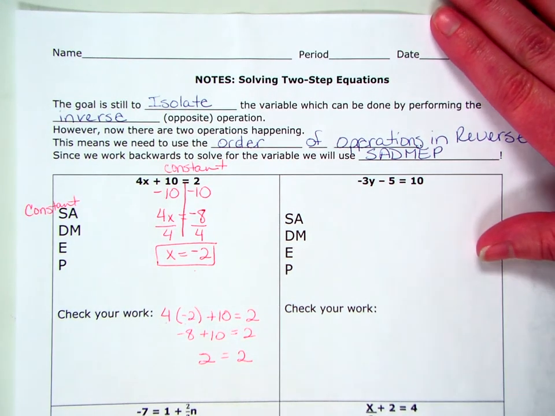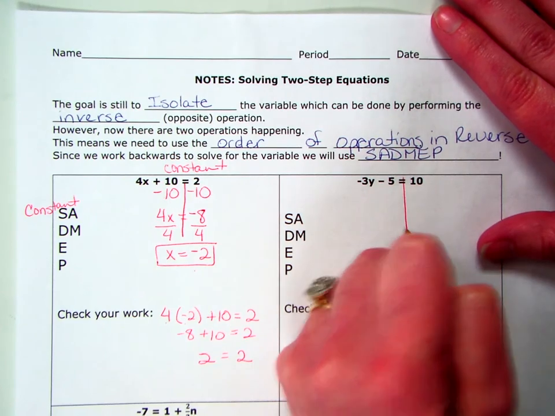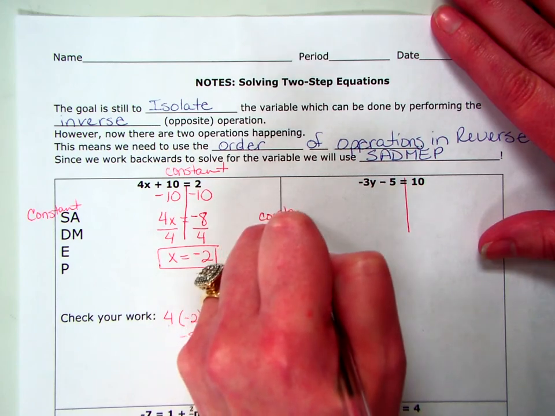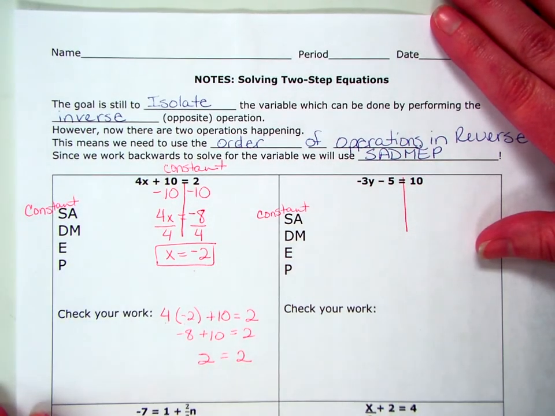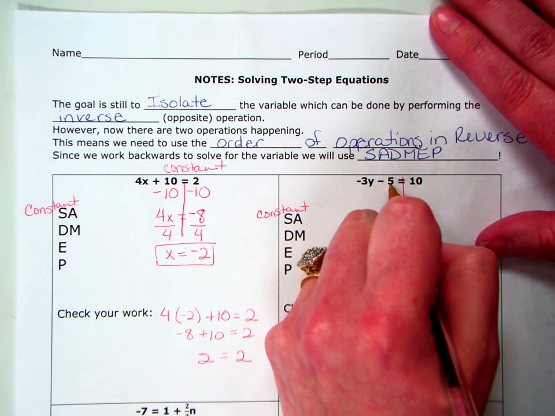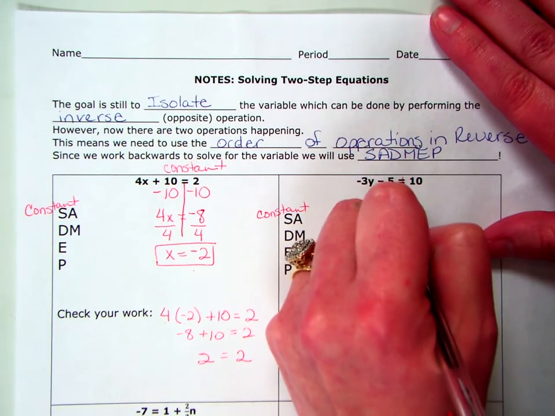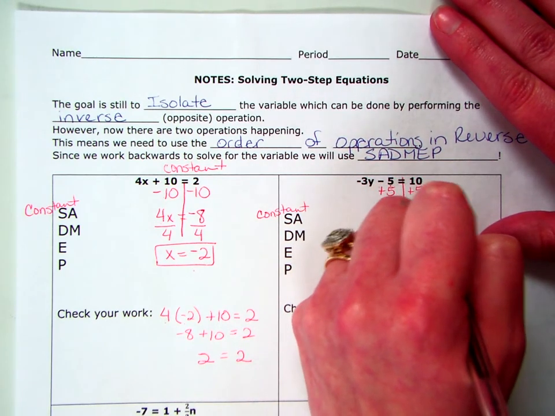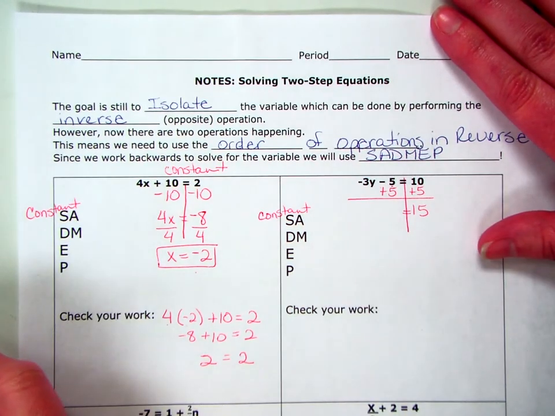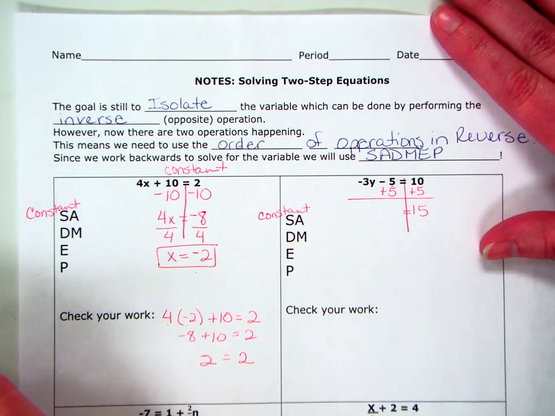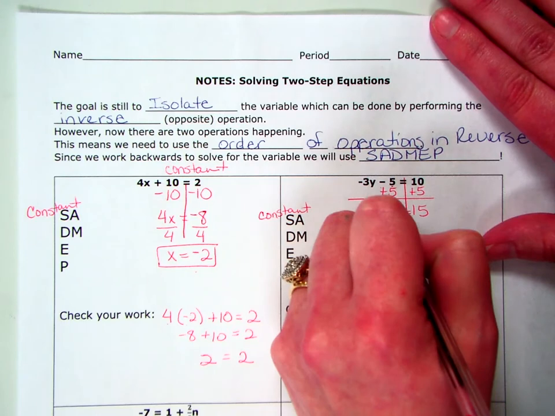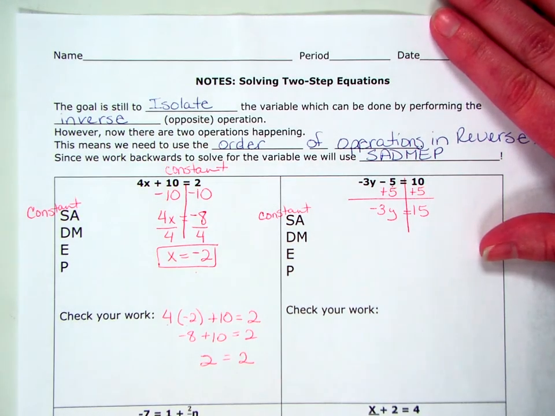Let's try another one. Draw your line through the equal sign. Okay, find your constant, which is the addition and subtraction. Your constant in this situation is going to be 5. So subtracting 5, the inverse of subtracting 5 is adding 5. So I add 5 to both sides of the equation. 10 plus 5 is 15. And then obviously negative 5 or minus 5 plus 5 makes 0. So I'm left with negative 3y on the left side.